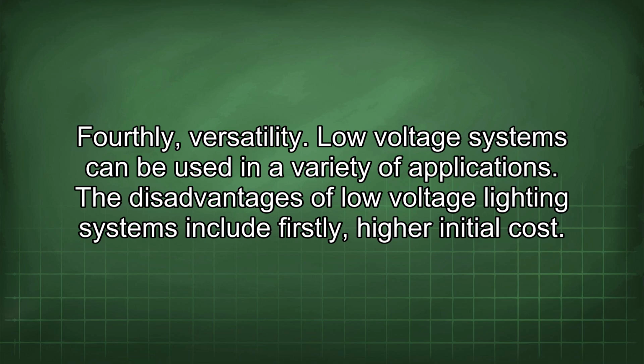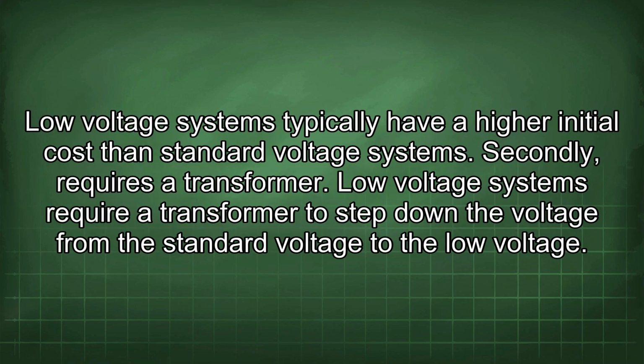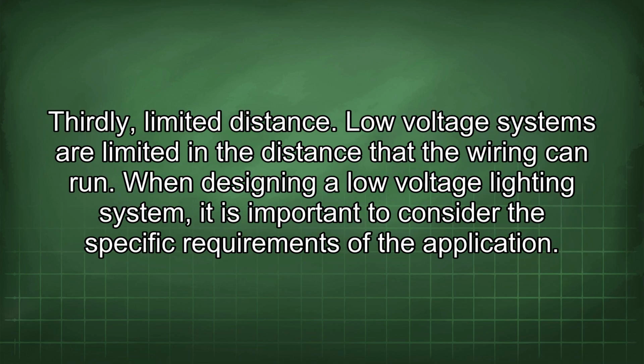The disadvantages of low-voltage lighting systems include, firstly, higher initial cost. Low-voltage systems typically have a higher initial cost than standard voltage systems. Secondly, requires a transformer. Low-voltage systems require a transformer to step down the voltage from the standard voltage to the low voltage. Thirdly, limited distance. Low-voltage systems are limited in the distance that the wiring can run.